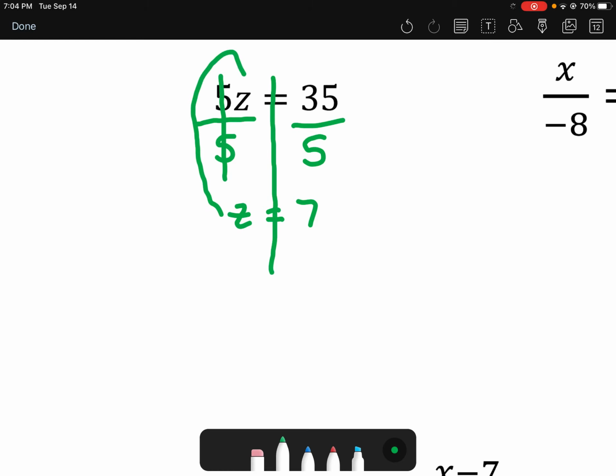However, I do need to check by substituting 7 in for z. So I'd have 5 times 7 is equal to 35. 5 times 7 does equal 35. 35 does equal 35. So it checks.